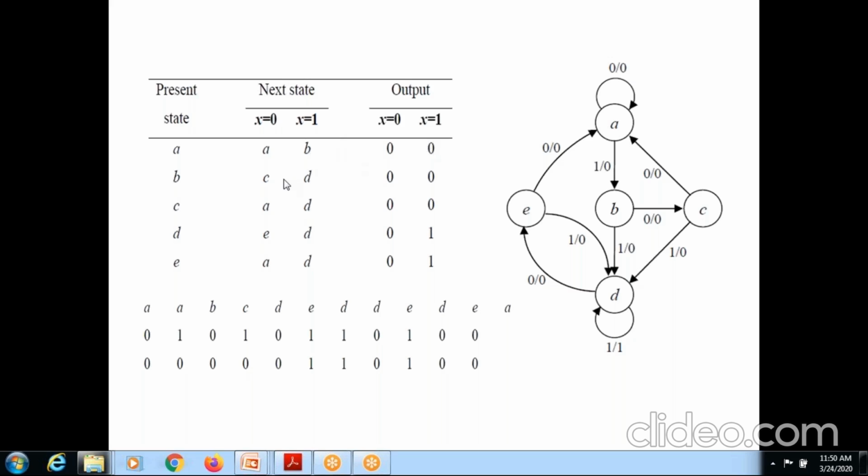So if you observe in the state table, you can very well convert that into the state diagram. I'm just giving the input as 1.